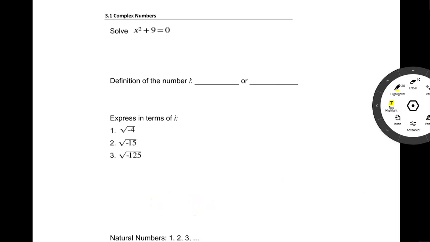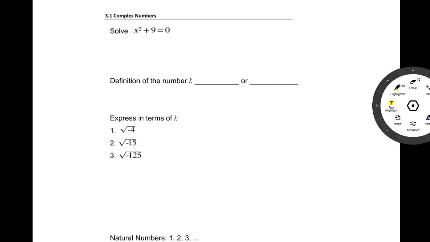Okay, this is section 3.1. We're going to talk about complex numbers, and we haven't defined what that means yet, but we will get to that in just a minute. I want to start out by just kind of having these evolve naturally.